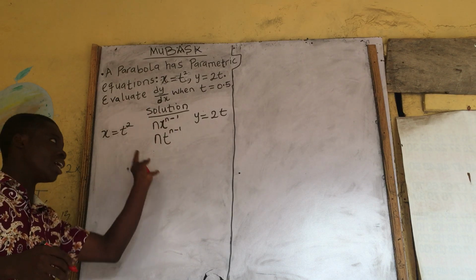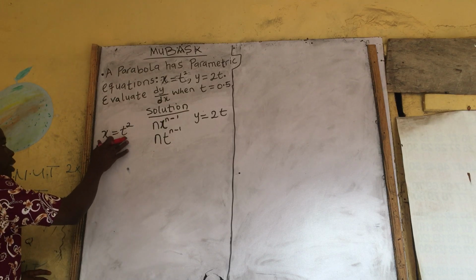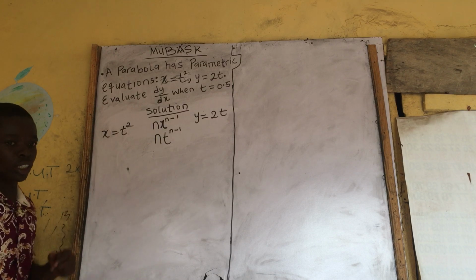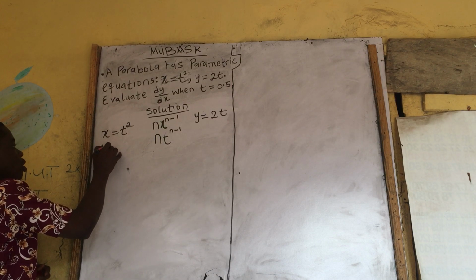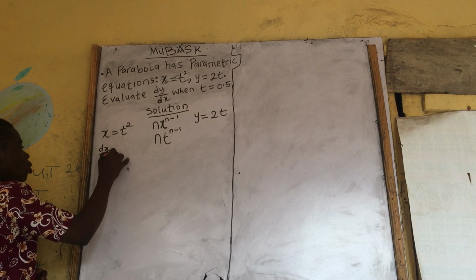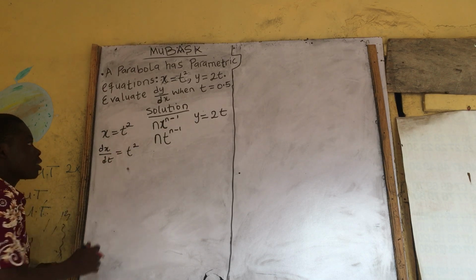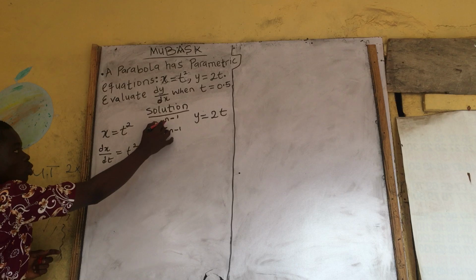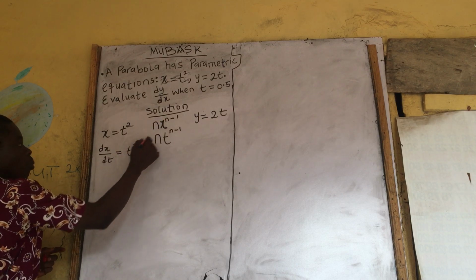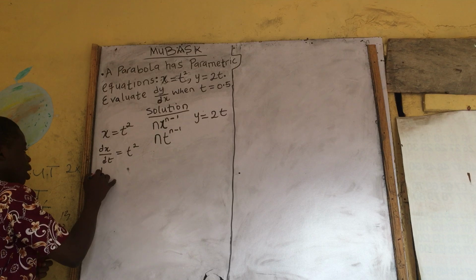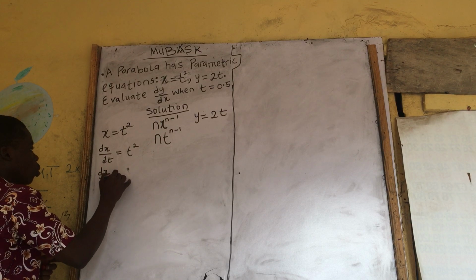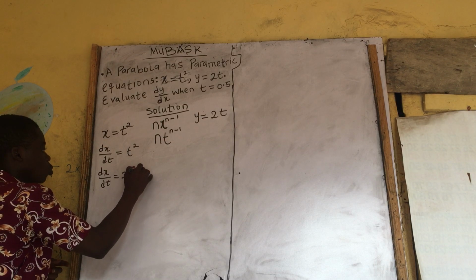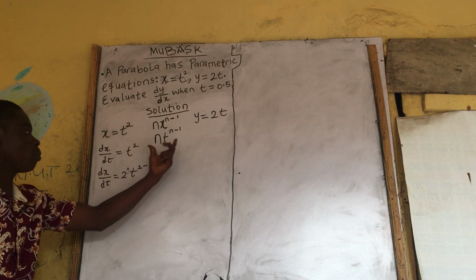If we want to differentiate using this general formula, our power will come down and change to the base, and we subtract 1 from the power. Let us look at the first parametric equation, x equals t squared. Let us differentiate it. dx/dt equals 2 times t raised to power 2 minus 1, as the formula goes.